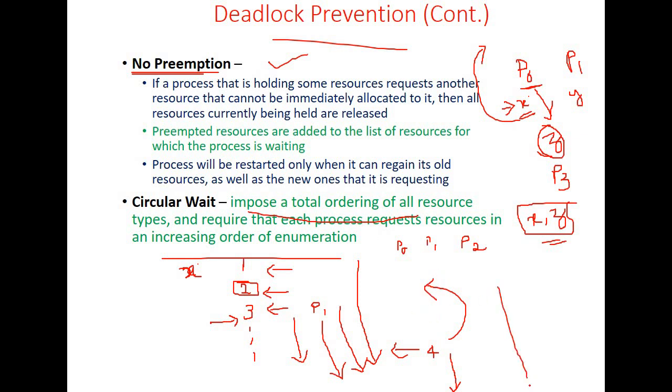So this is called the order of enumeration. This type of ordering is maintained for the resources which are available in the system, and the processes can request the resources only in this order such that there will not be a deadlock. So in this way, deadlock is prevented by following some techniques in the system.